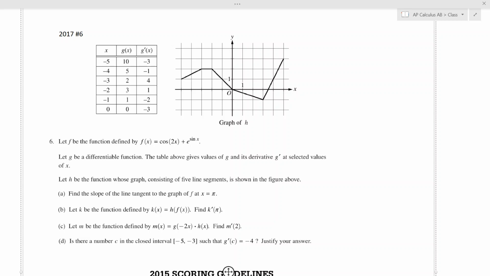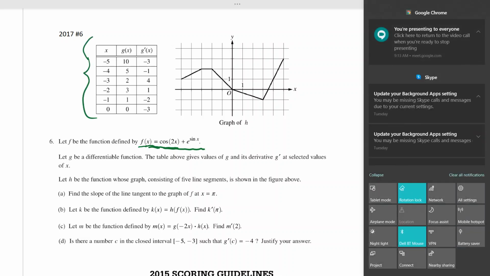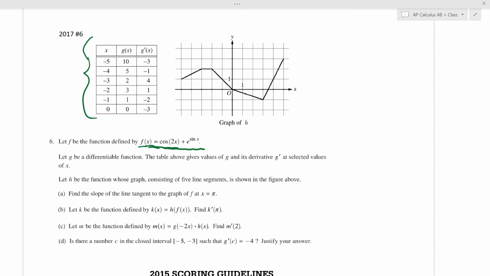So they're giving us three functions. They give us f of x, which we can derive, and we can't integrate that, but we can derive it. They give us a table for g, which tells us the derivatives and also the y value. So we can use MVT and IVT for that, or just pluck values off of that. And then they give us a graph for h.